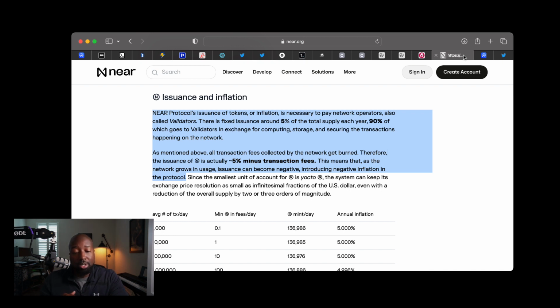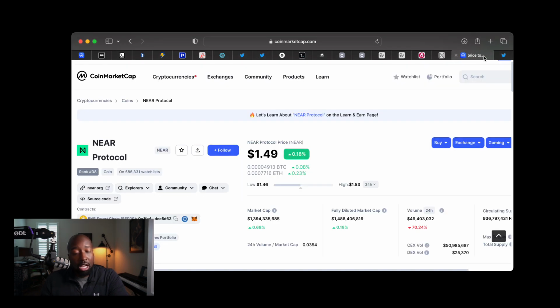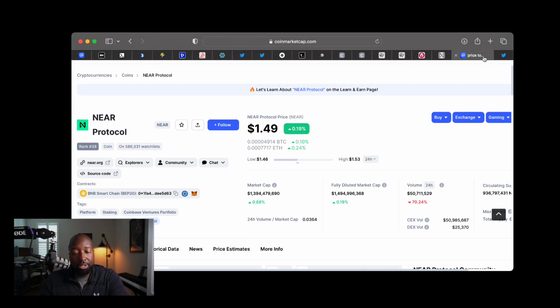So burning, they do have it. Therefore, the issuance of NEAR token is actually 5% minus transaction fees. This means that as the network grows in usage, issuance can become negative, introducing negative inflation to the protocol. So I like it. Now let's take a look at price action here.